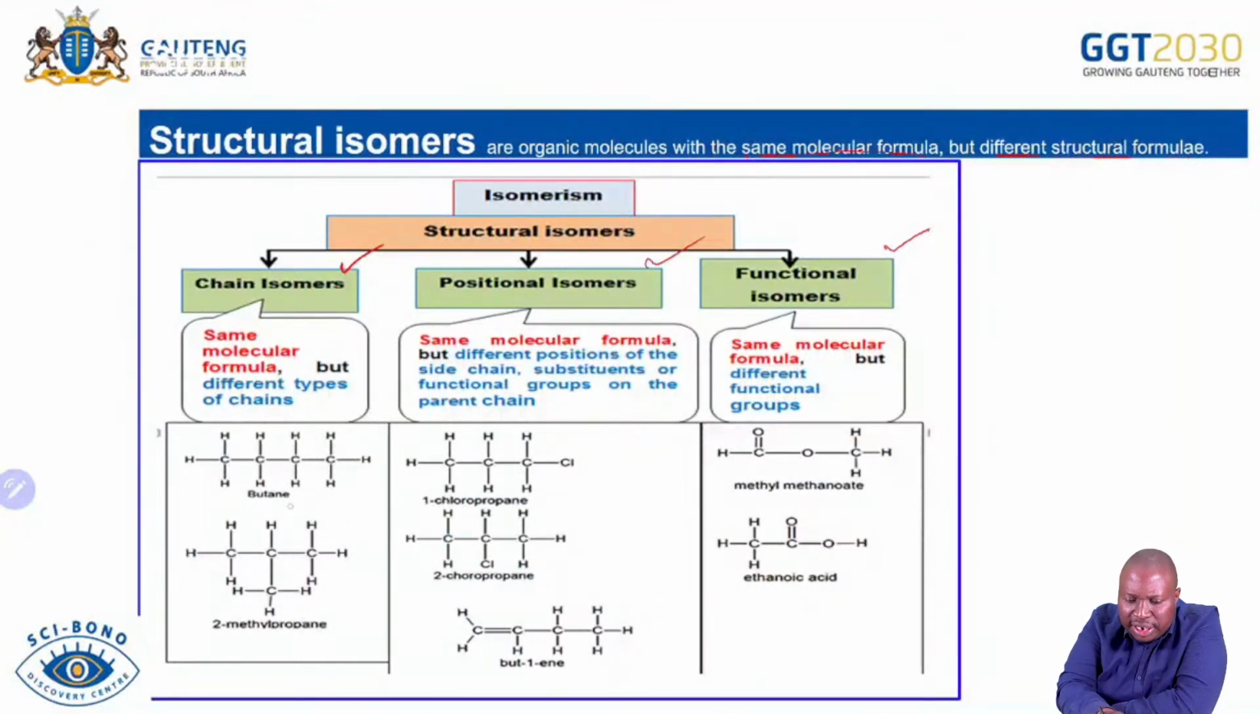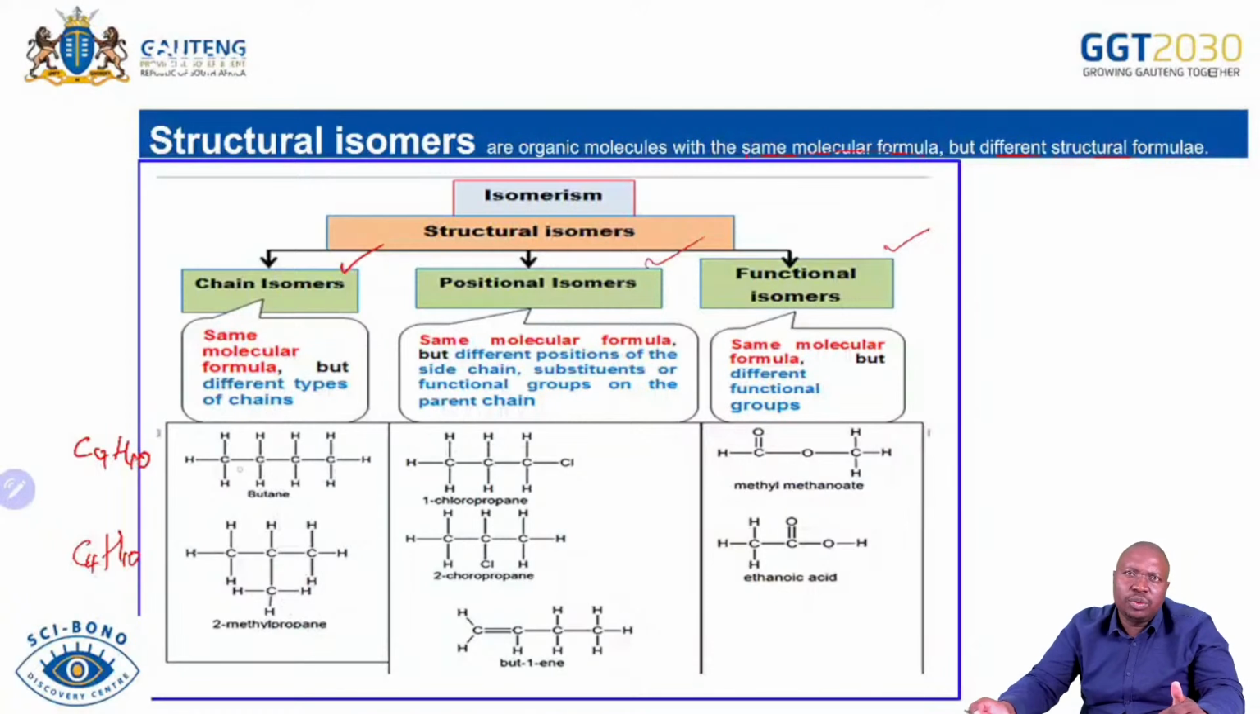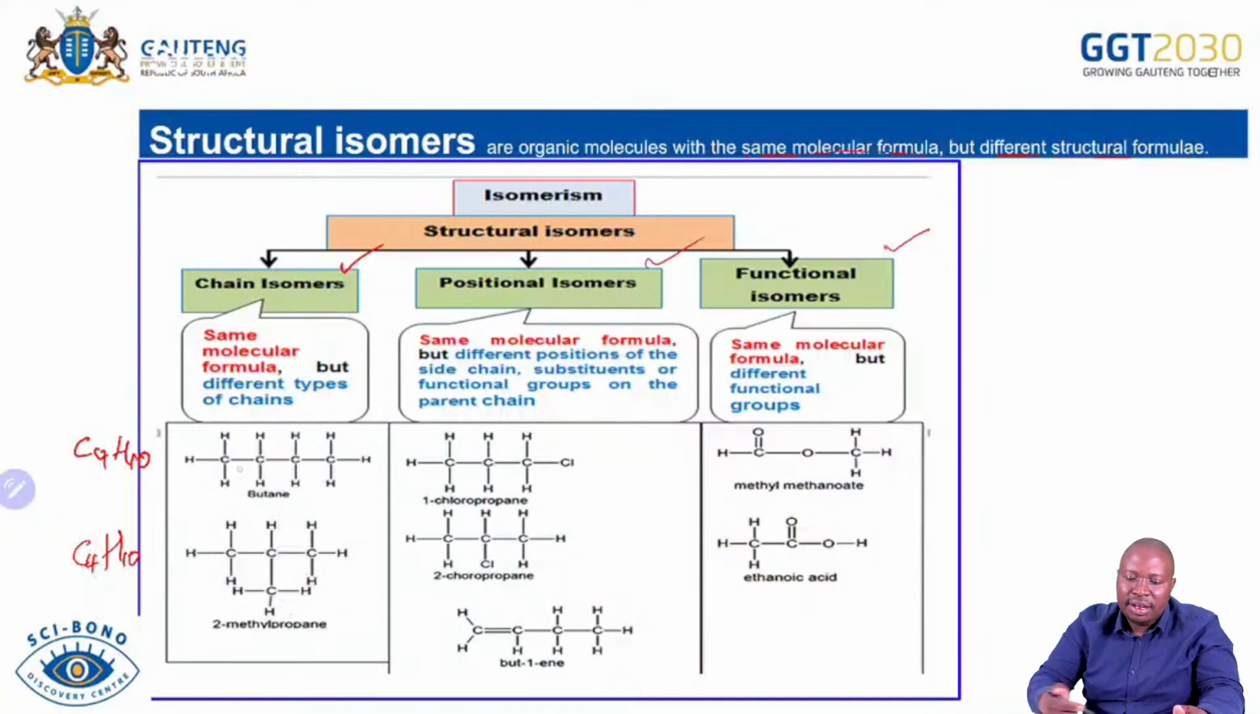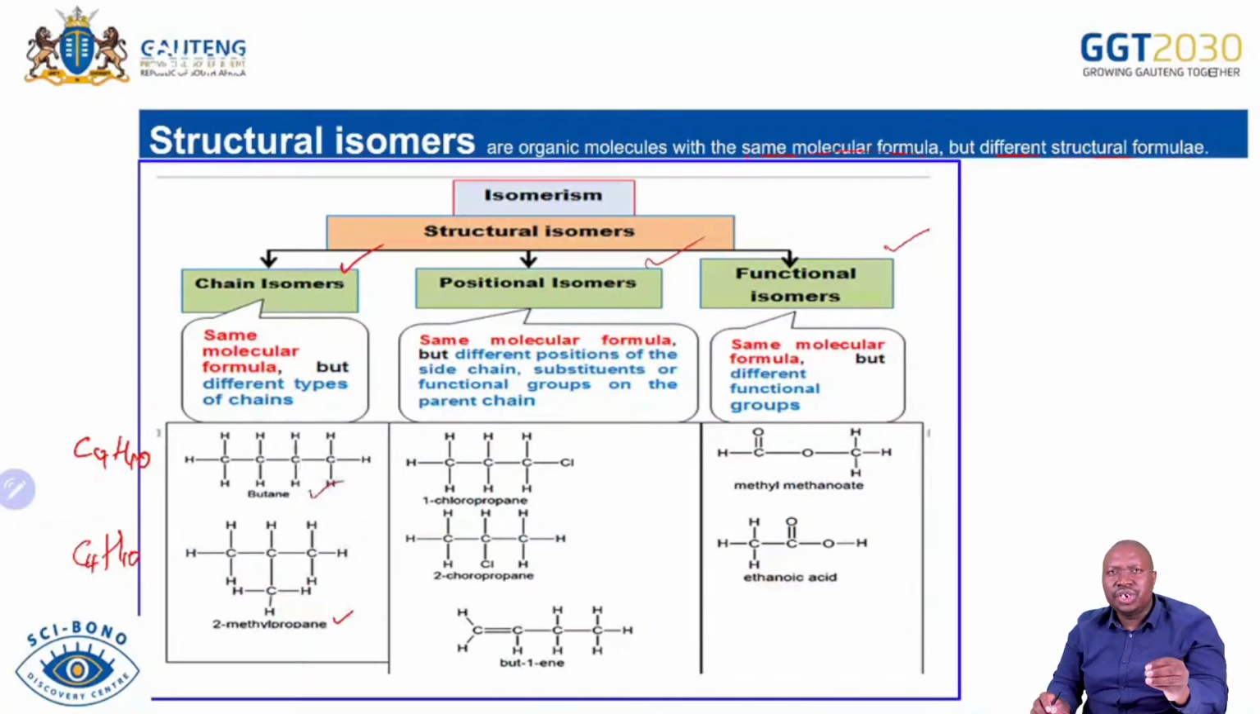So let's look, for example, at butane: it is 4 carbons, so it's C4H10. So butane is C4H10. And then let's look at 2-methyl propane, which still has 4 carbons, so it's a C4, and 10 hydrogens. So it's C4H10 as well. So they have the same molecular formula, but are the chains the same? No. One is branched, one is unbranched. So this is a different type of chain. So they qualify. Butane and 2-methyl propane are referred to as chain isomers.